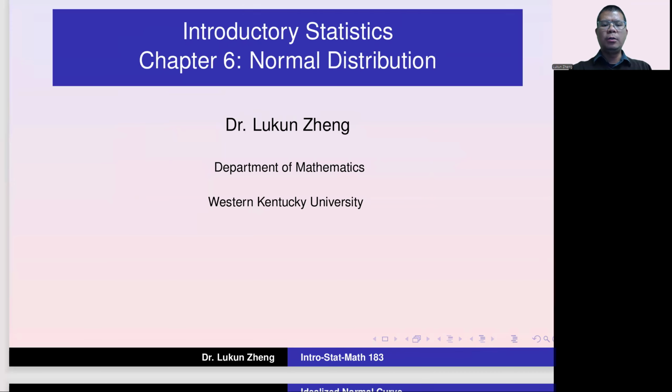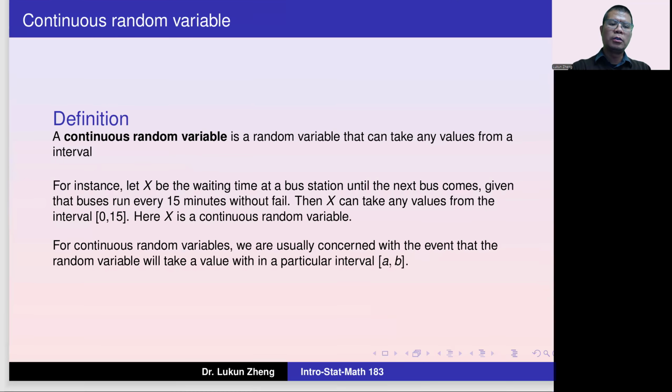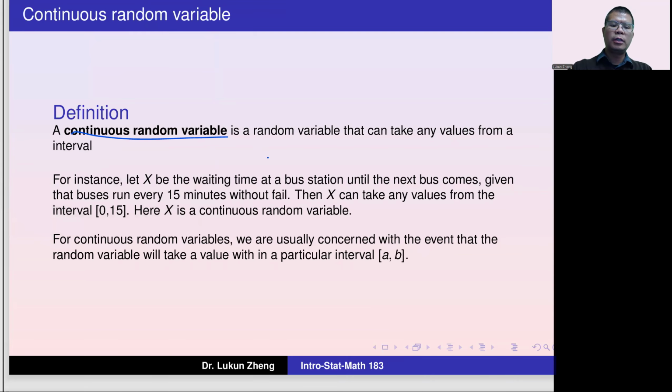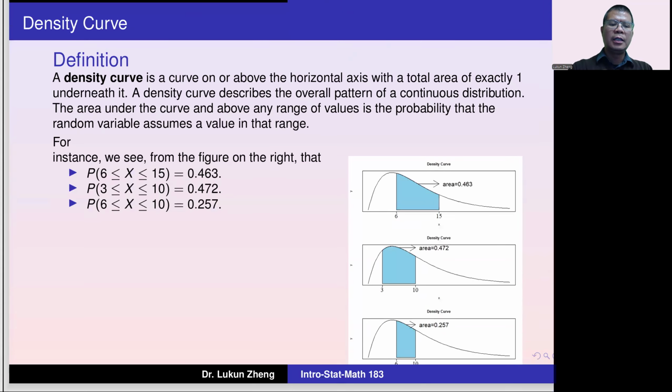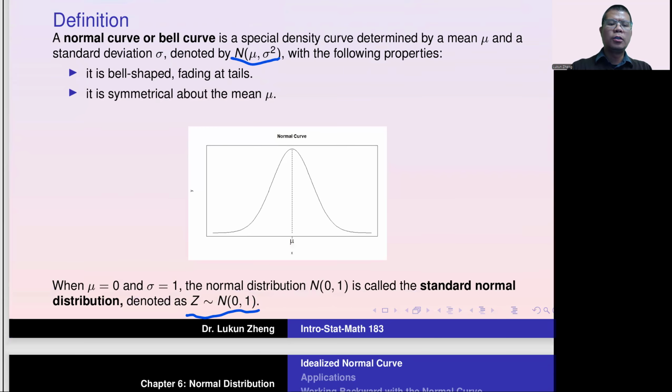Chapter 6 is about normal distribution. Firstly, continuous random variable. What is a continuous random variable? And then density curves. What do we mean by density curve? And then there is the normal curve.